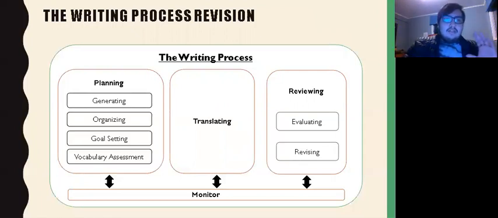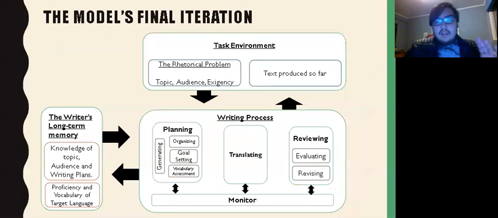That would be the final revision, and the final model that I would be comfortable with trying to teach for second language writing would be like this. The writer's long-term memory accounts for the proficiency and the vocabulary in the target language, and in the writing process itself, we can account for what our vocabulary is.